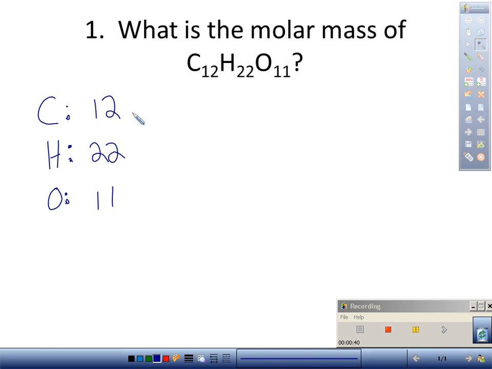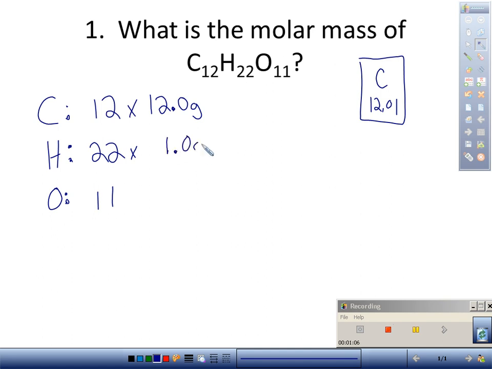Now I want to multiply that by the molar mass. So I go to my periodic table, and you'll see under carbon, there's a number. We want that number rounded to tenths. That's the mass of a mole of carbon in grams. We'll do the same thing for hydrogen. We look that up, again rounding to tenths. And we do the same thing for oxygen.